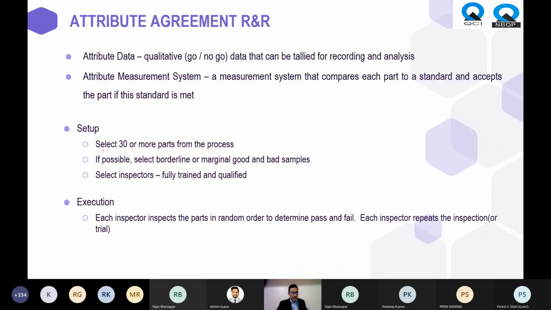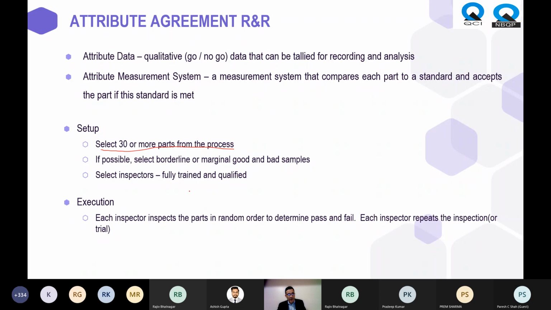So this further says select 30 or more parts from the process. One must be wondering, in continuous, in the variable scale, the previous one, we took 10 or more parts. But here it's saying 30 or more parts. Why is it more? The reason is that continuous is a more powerful technique as compared to attribute, because in attribute we are capturing data like scratch, no scratch, okay, not okay. So we need a larger pool of data to have the same level of confidence. That's why, instead of 10, we are capturing 30 or more to get some meaningful information out of it.